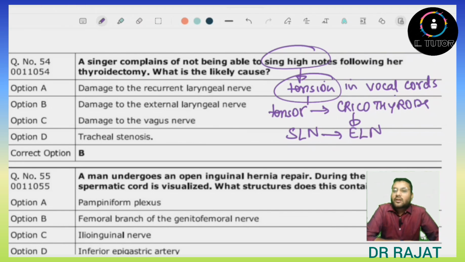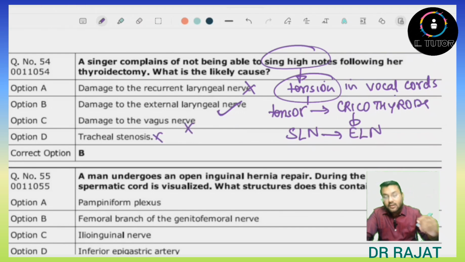So here the singer is not able to sing high notes. It means the cricothyroid is paralyzed. So either the superior laryngeal nerve, which is a branch of external laryngeal nerve, is damaged. So option number A, damage to the recurrent laryngeal nerve. No. Option B, damage to the external laryngeal nerve. This is true. Then damage to vagus nerve and tracheal stenosis. This is also not true. So answer here will be option number B, damage to the external laryngeal nerve, because the branch of external laryngeal nerve, which is a superior laryngeal nerve, supplies the cricothyroid, which is a tensor of vocal cords and helps in achieving the high notes.